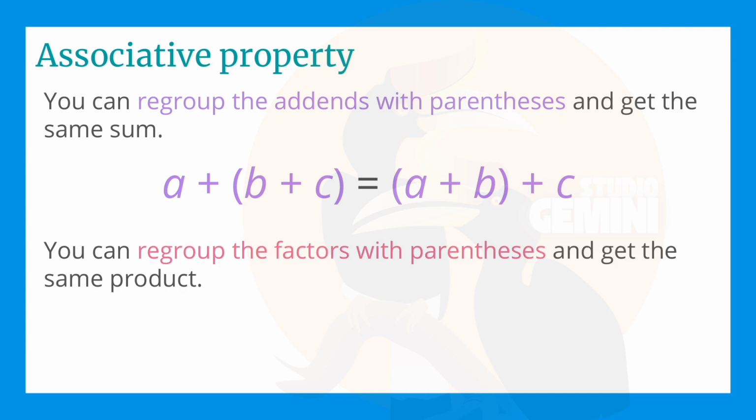You can regroup the factors with parentheses and get the same product. Here, notice how the x and y are grouped together. We can change it so that the y is instead grouped with the z and still get the same result.